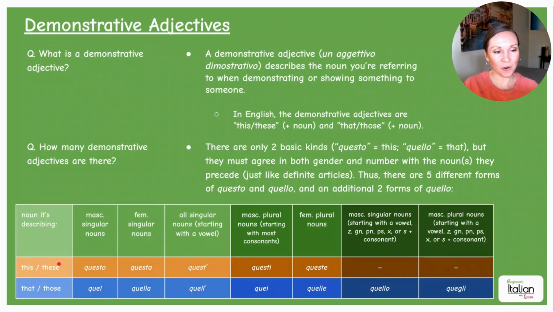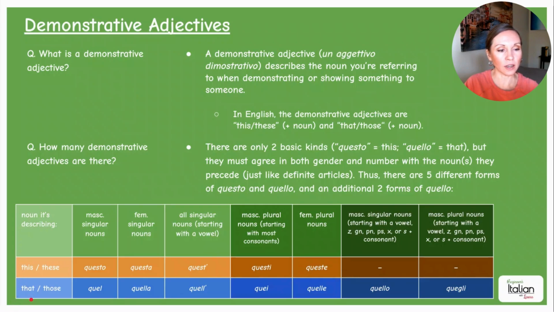Okay, so if the noun that's being described is a masculine singular noun, you would use questo to say this or these. Okay, so if it's a masculine singular noun, questo. If it's a feminine singular noun, you'd say questa. All singular nouns starting with a vowel would be quest with an apostrophe here. Masculine plural nouns would be questi. Feminine plural nouns, queste. Okay, so there's 5 forms here.